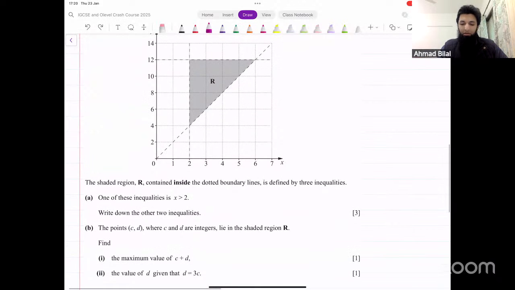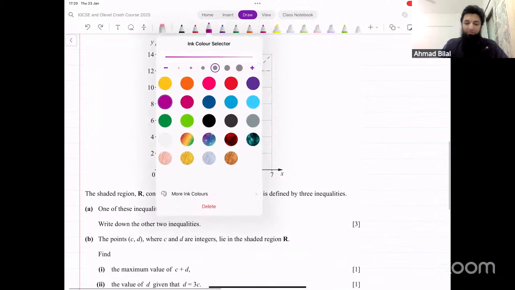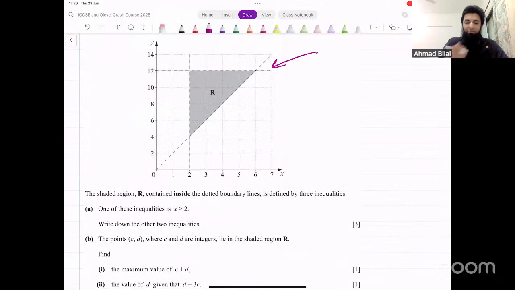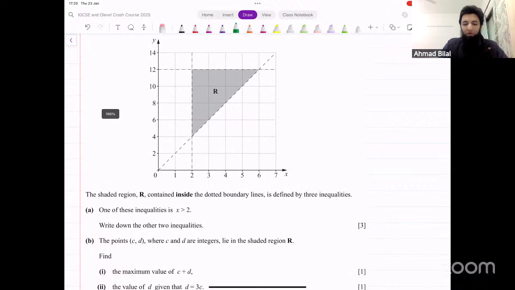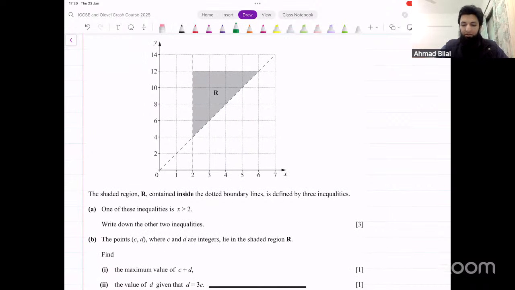Here, they have given us a graph like this, and they want us to write down the inequalities ourselves. Okay, so now we need to write down the inequalities that represent this shaded region R. And you see the lines that they have drawn are dotted or dashed lines like this, which means that we are not going to have equal to signs here. It'll just be greater than or less than.